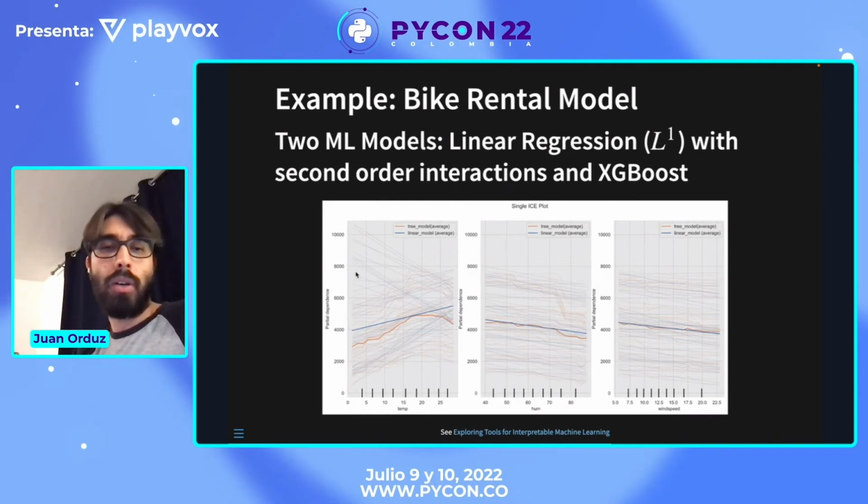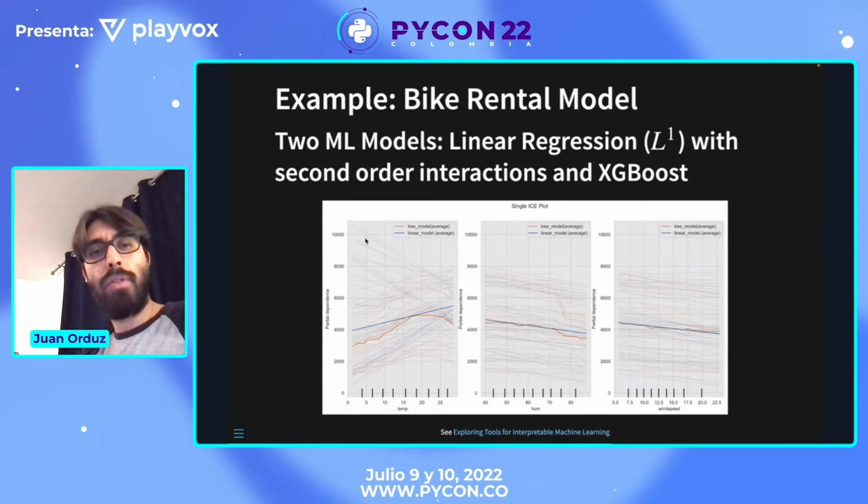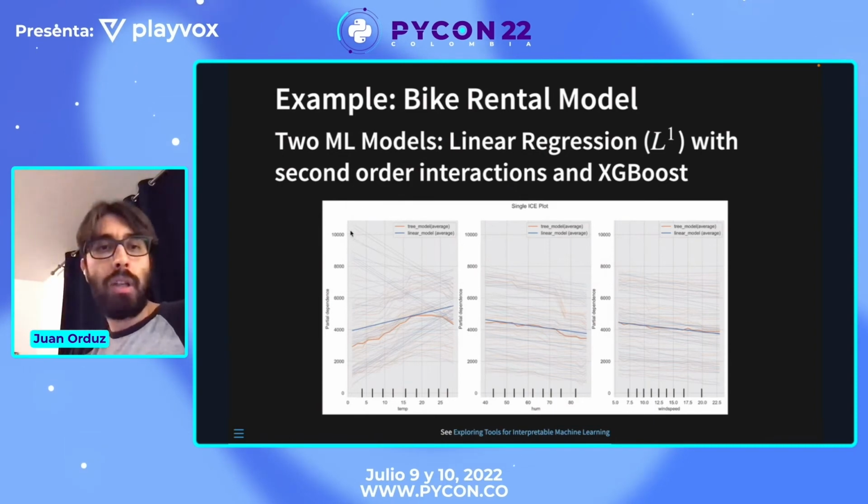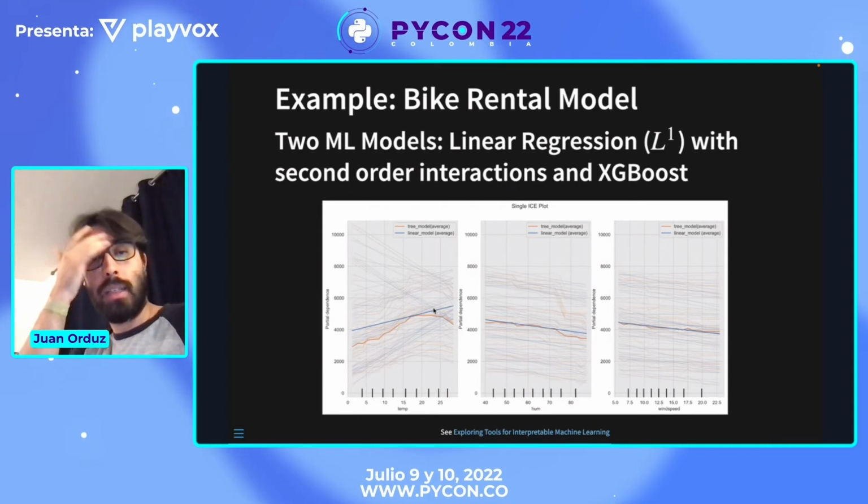So the two models are colored in blue and orange. The first model, which is a linear model, is the blue one. On average, we see that temperature has a positive impact on the bike prediction, and this is to be expected. But if you look at some individual points, the bold line is the average, but some individual points actually go the other way around. We'll take a look at that in a second.